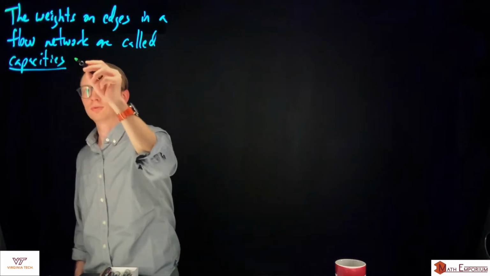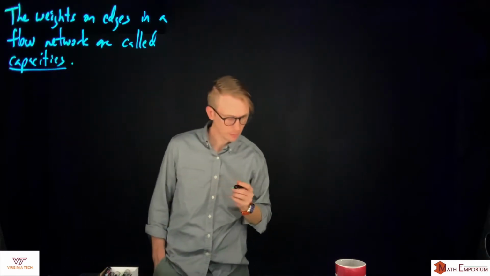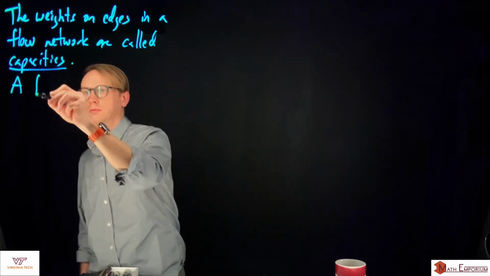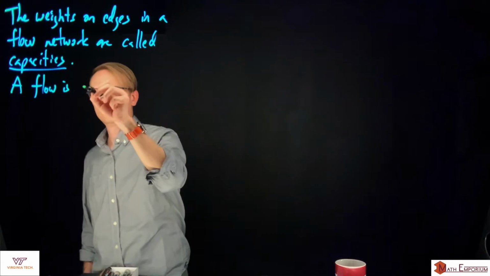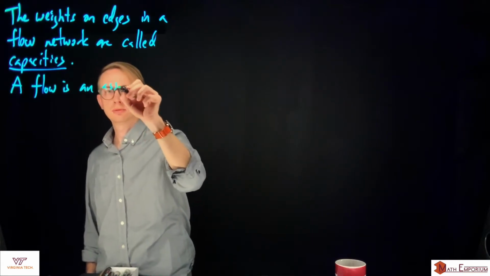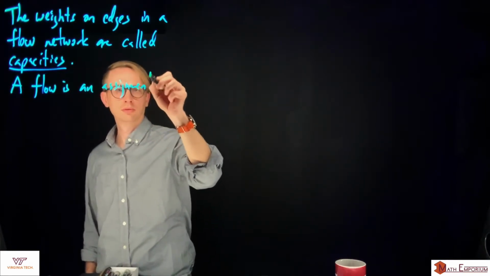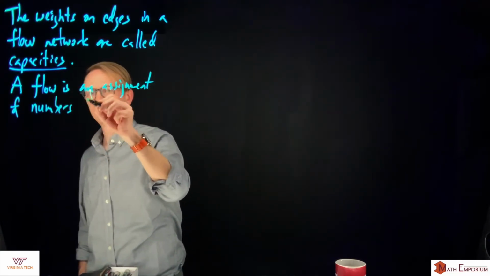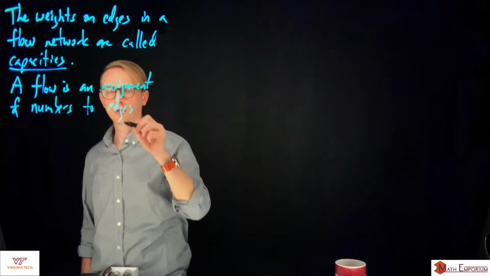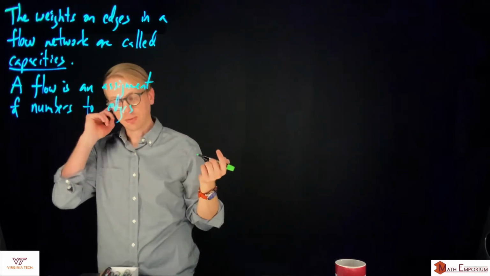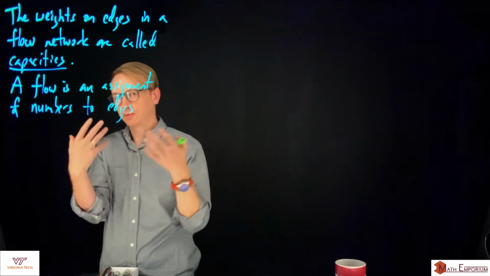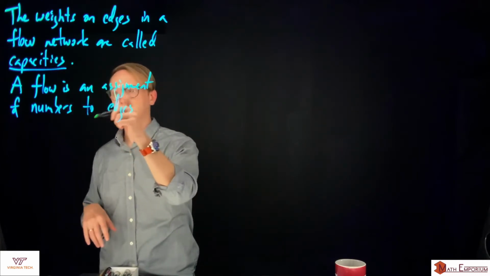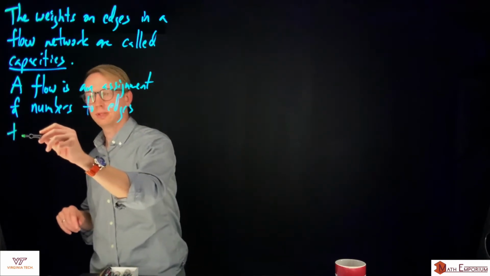And they're going to function that way, of course. That's why the name is what it is. All right, and then a flow is an assignment of numbers to edges. Of course we're going to call these flow numbers, and they should reflect something realistic and useful. So a flow is an assignment of numbers to edges that satisfies the following.